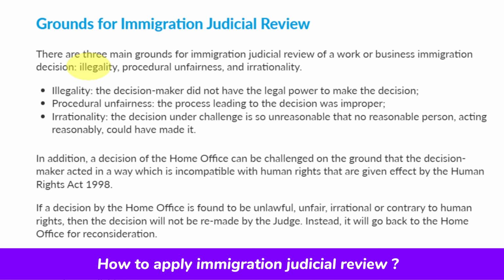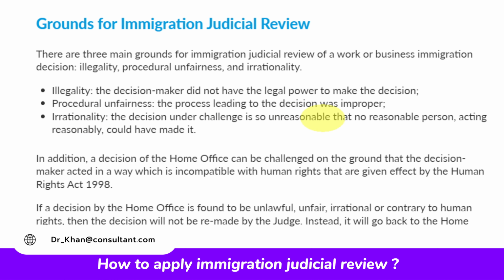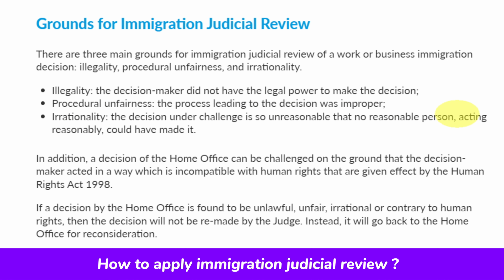You can apply on the basis of three main grounds. Number one is illegality. Number two is procedural unfairness. Number three is irrationality. Illegality means the decision maker did not have the legal power to make the decision. Procedural unfairness means the process leading to the decision was improper. Irrationality means the decision under challenge is so unreasonable that no reasonable person acting reasonably could have made it.